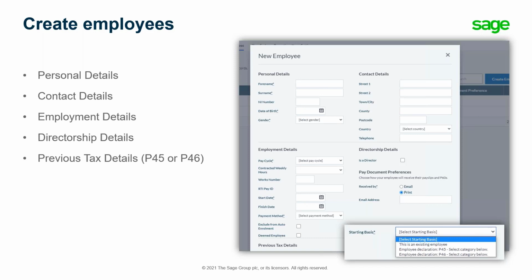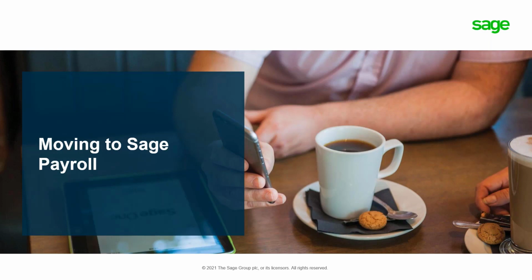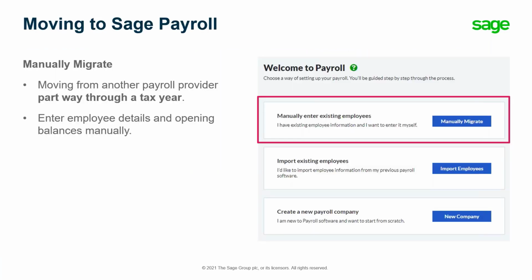So we started with that scenario because it's the simplest one and also gives you a good look at payday calendars and employee details. For the rest of the webinar, though, we're going to focus on moving an existing payroll to Sage. And you actually have two options when it comes to doing this. You can either manually migrate, which is what we're going to cover first, or you can import existing employees from an FPS file from your existing software.